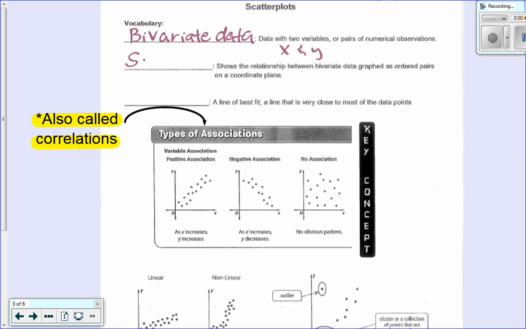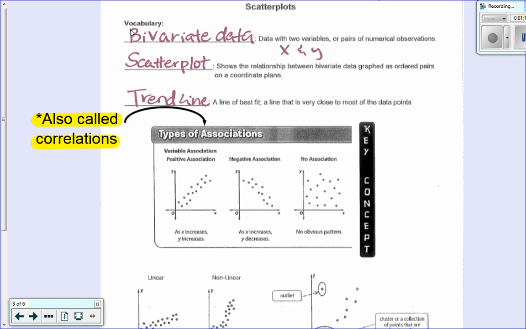Okay, and then the scatter plot shows the relationship between bivariate data graphed as ordered pairs on a coordinate plane. Okay, and you can see 3 examples right here. Looks like dots everywhere. All right, trend line. We're going to talk more about trend line on Monday.